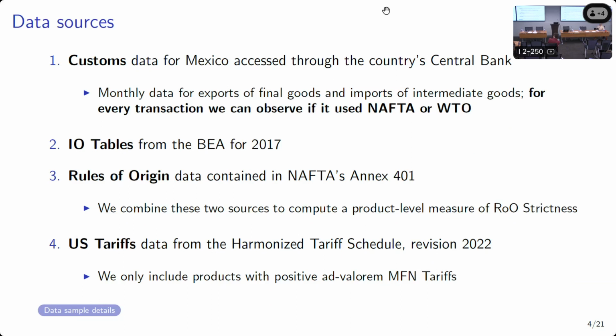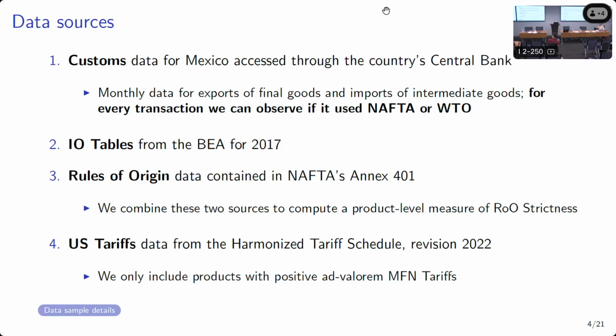Okay, so the first data source is basically, I observe that firm A exported a car to the United States. It purchased plastic from China and steel from the United States, for example. That's the first data source. When you say using WTO, you mean they just pay MFN? They just pay MFN. Yeah, they chose not to use the trade agreement.